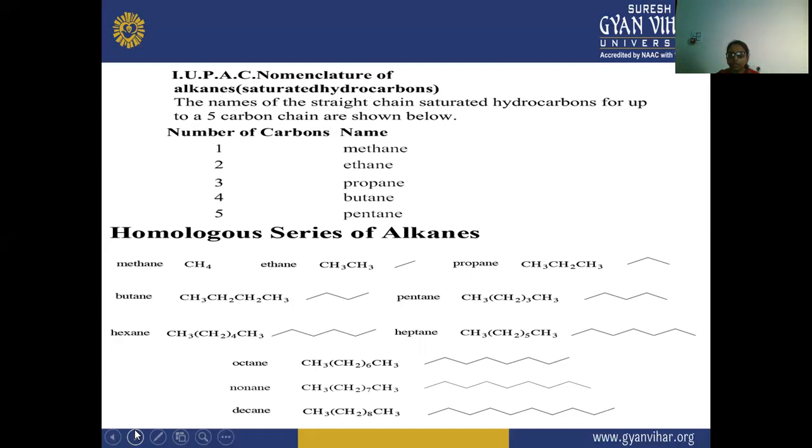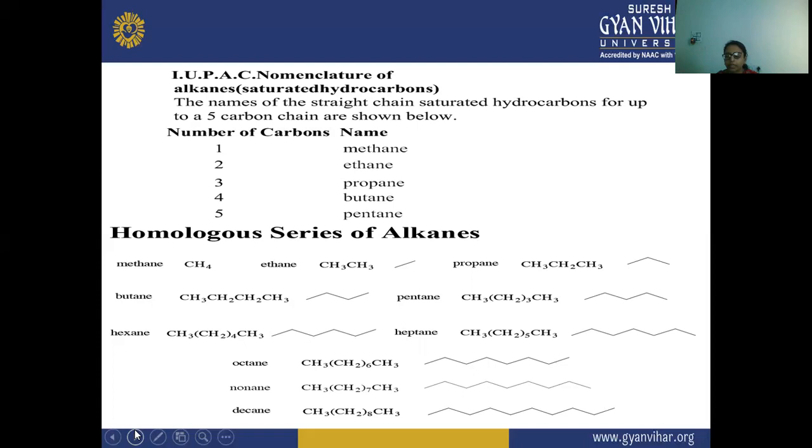Next is 4 carbon atoms, that is butane. In butane, there are 4 carbon atoms that are bonded to each other by single bonds. That is why it is butane: it has 4 carbon atoms, and the 4 carbon atoms are bonded by single bonds. This means butane is an alkane.